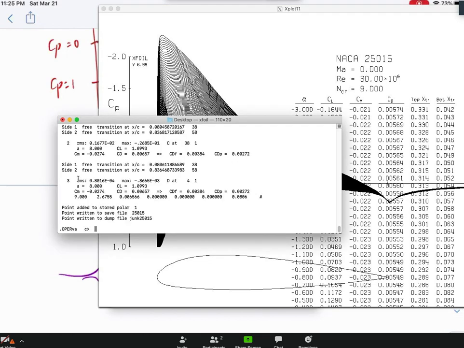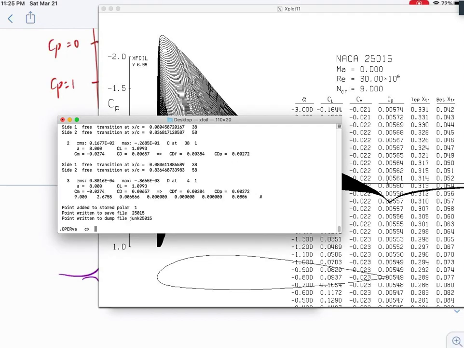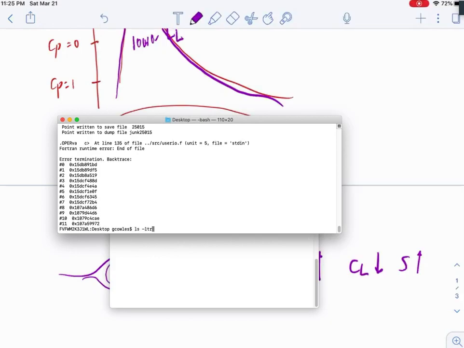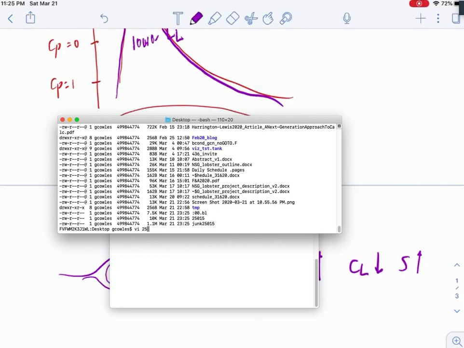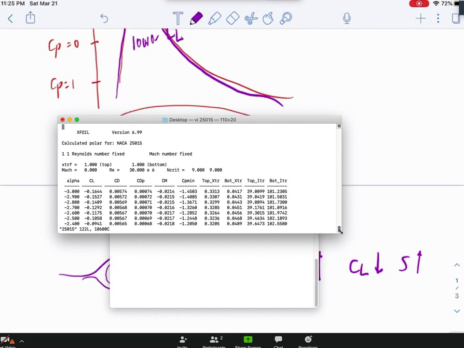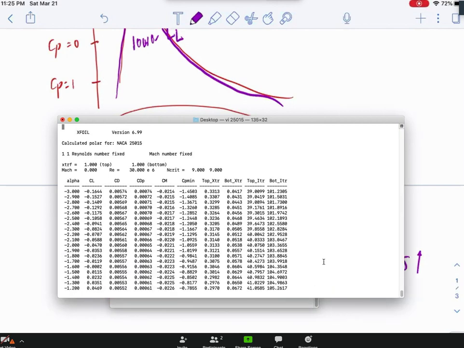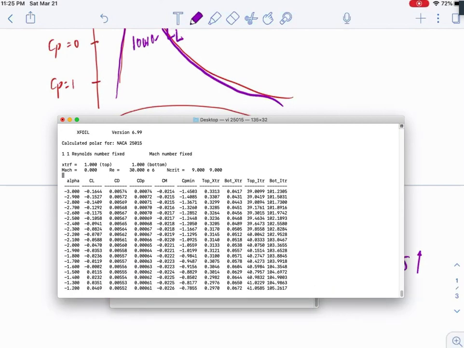What this will do is, if I Control-D out of here and open this up, I can see this listing here. This shows what's called an airfoil polar. It shows for each angle of attack the lift that's achieved. Now at minus 3 degrees, it achieves a negative lift. It's actually lifting down.